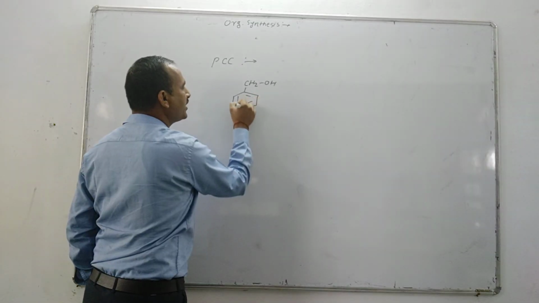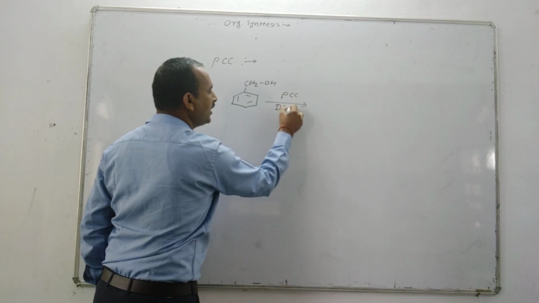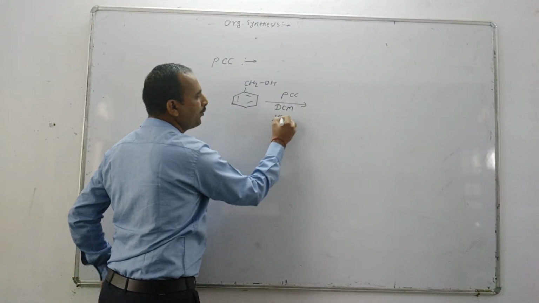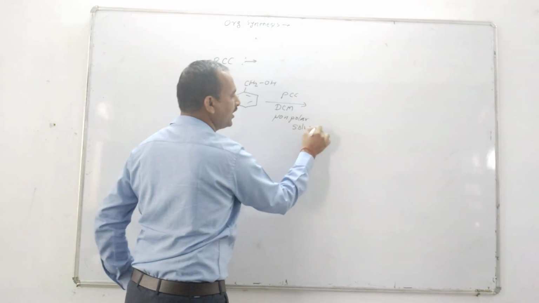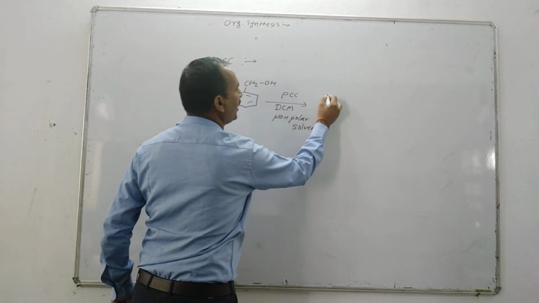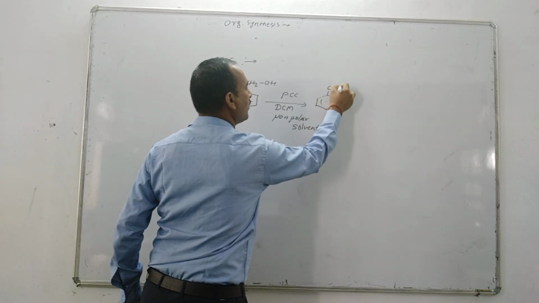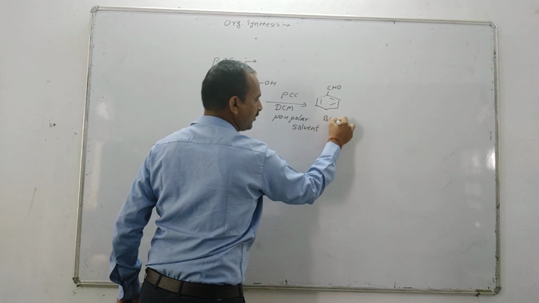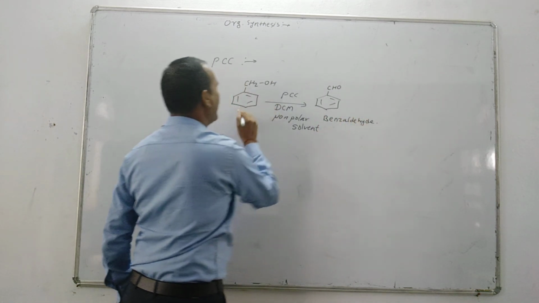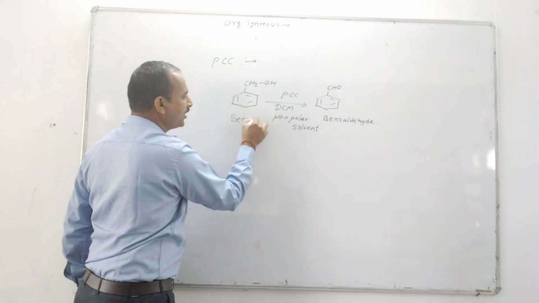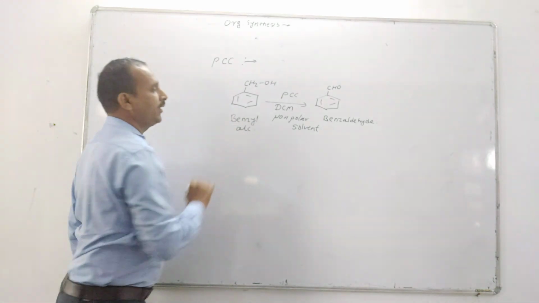CH2OH, benzyl alcohol, with PCC in DCM, that is a non-polar solvent. DCM is a non-polar solvent. It gives benzaldehyde. So benzyl alcohol on oxidation by PCC gives benzaldehyde. Okay.